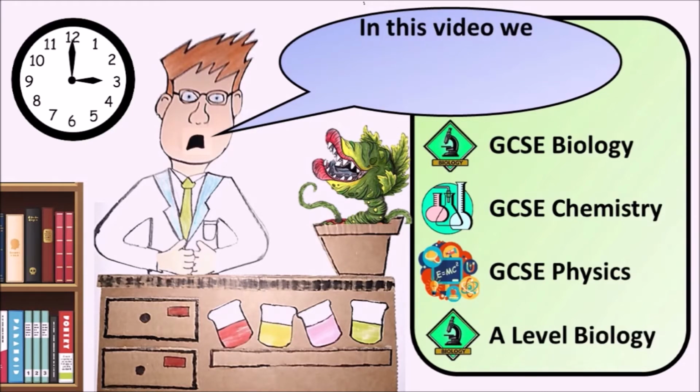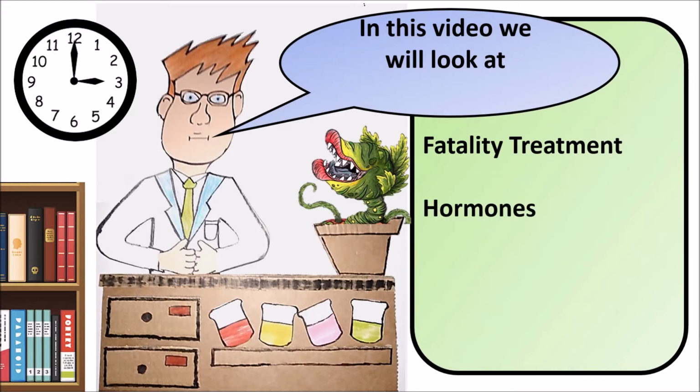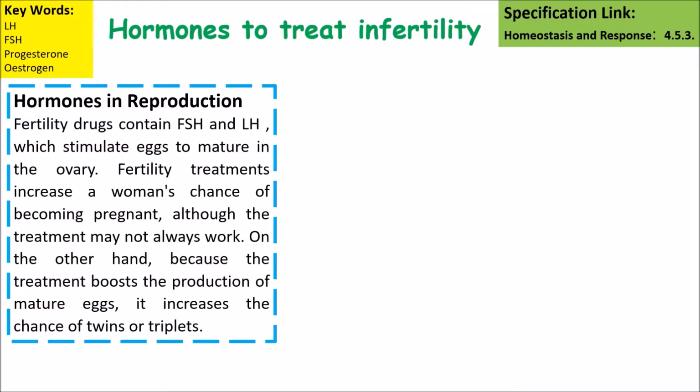In this video, we will look at fertility treatment, hormones and IVF treatment. So, fertility drugs contain FSH and LH, which stimulate the eggs to mature in the ovary. Fertility treatment increases a woman's chance of becoming pregnant, although the treatment does not always work.